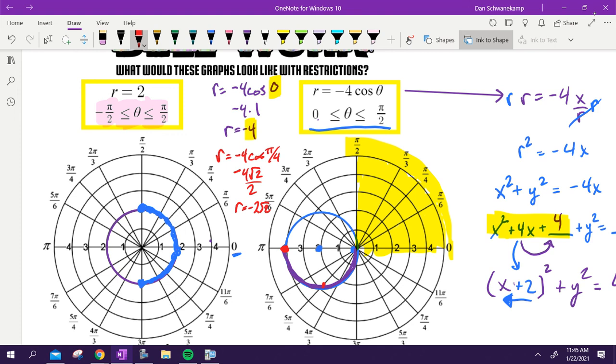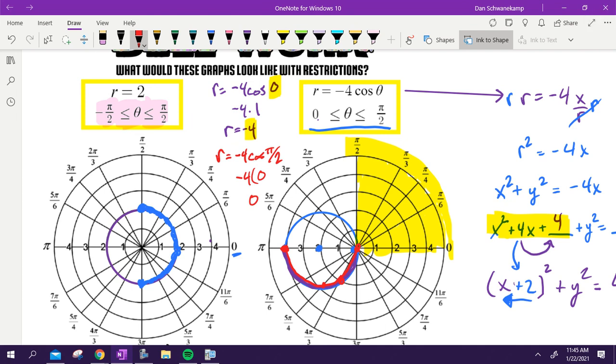Okay, what if I tried pi over 3? What is cosine at pi over 3 going to be? 1/2. What's -4 times 1/2? It's -2. So if my angle is pi over 3, it wouldn't be 2, it'd be -2. It's that dot right there. And then the last one, if I plugged in pi over 2, cosine at pi over 2 would be 0. -4 times 0 is 0. So up here at pi over 2, I'm back to 0. That is why I'm getting this graph right here.